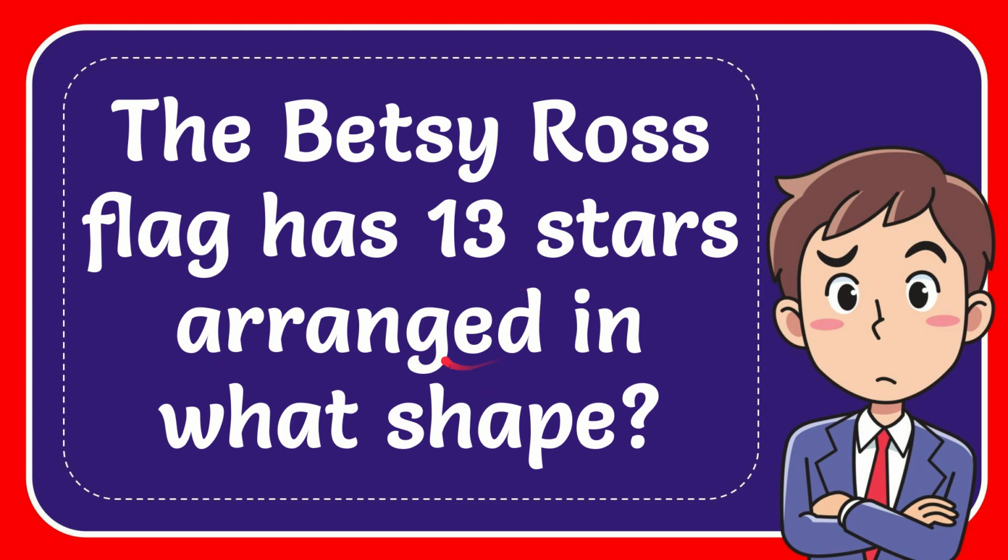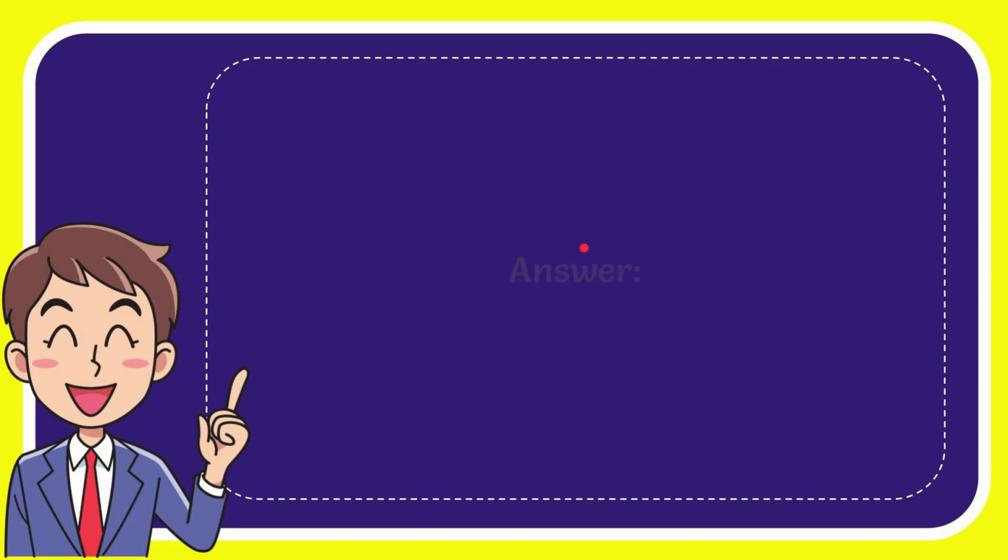In this video, I'm going to give you the answer for this question. The question is, the Betsy Ross flag has 13 stars arranged in what shape? Now I'll give you the answer for this question, and the correct answer for the question is circle. Well, that is the answer for the question. Circle, that's the answer.